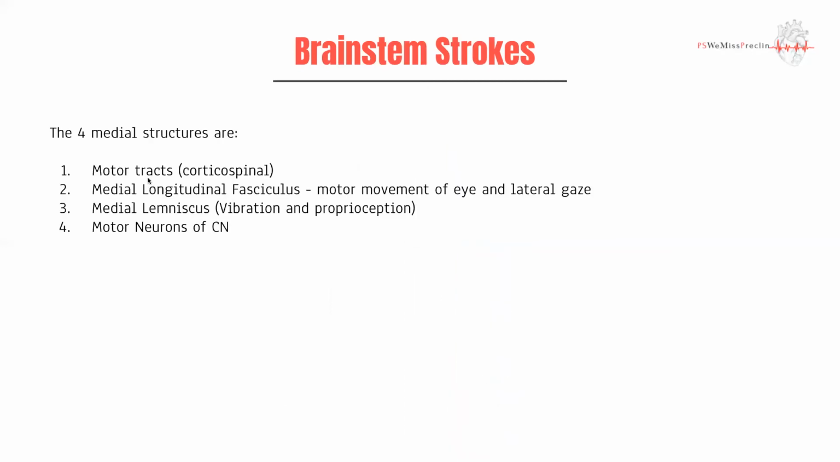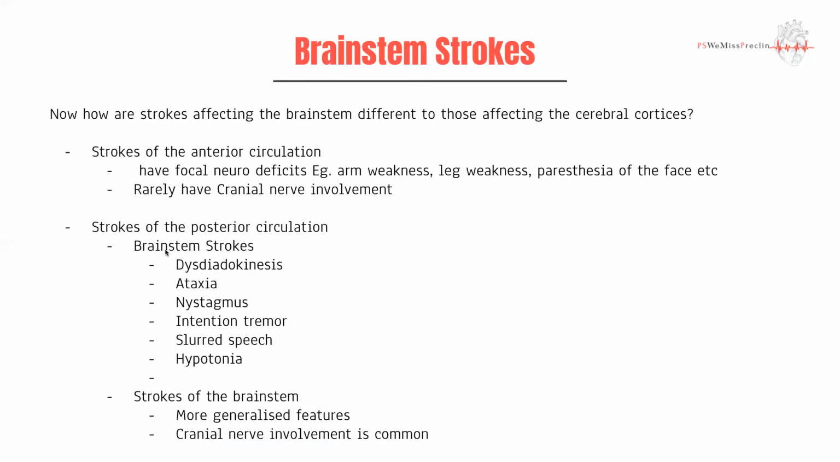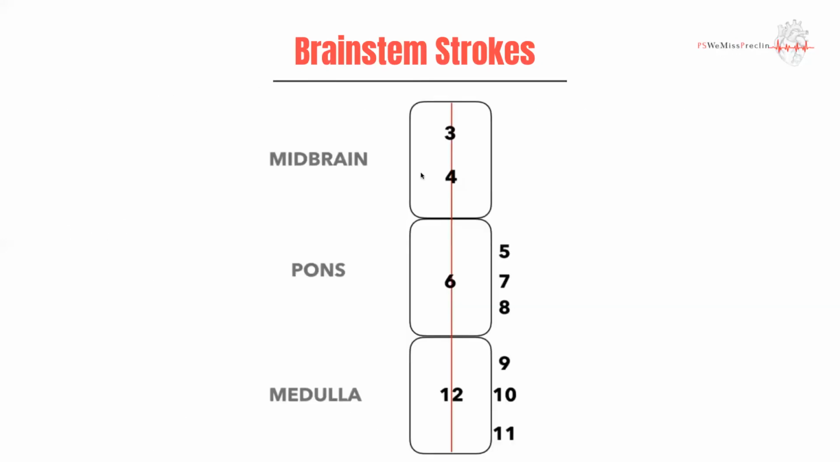The 4 medial tracts are the motor tracts, or the corticospinal ones. The medial longitudinal fasciculus, which does motor movements of the eye and lateral gaze. The medial lemniscus pathway, or the dorsal column medial lemniscus pathway, is the entire name, that runs posteriorly and is responsible for vibration and proprioception. And the motor neurons of cranial nerves. All of these structures arise in the midline.